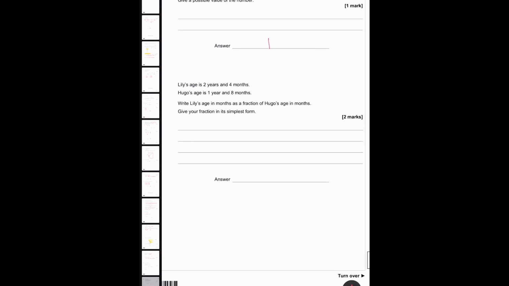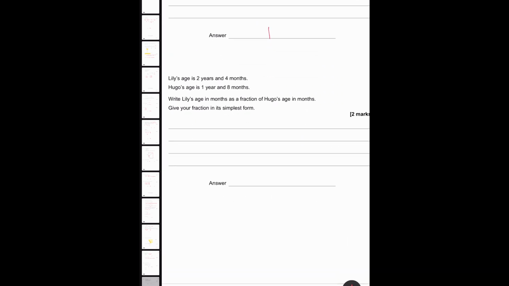Question 23 says that Lily's age is 2 years and 4 months. Hugo's age is 1 year and 8 months. Write Lily's age in months as a fraction of Hugo's age in months. First, let's change both of their ages into months. Don't forget that there are 12 months in a year. That gives us Lily's age is 28 months and Hugo's age is 20 months.